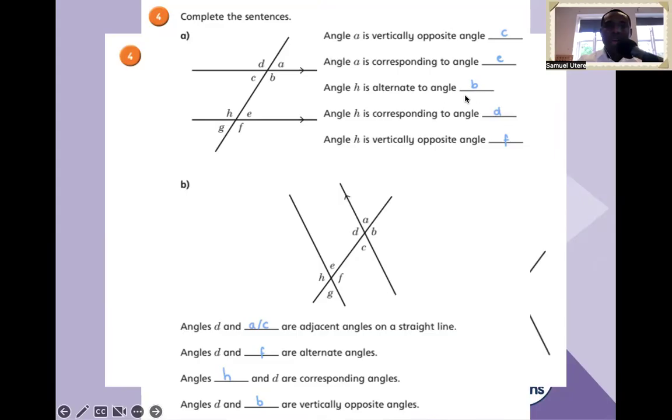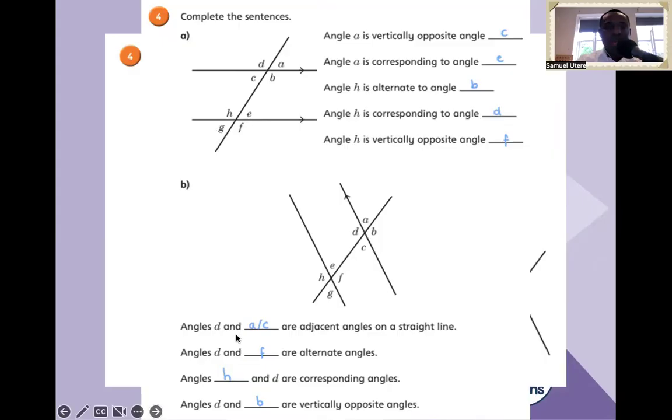Angle H is alternate to angle B, and you can sort of see the Z shape that links them. Angle H is corresponding to angle D, and you can sort of see the F shape that links them. And then angle H is vertically opposite to angle F. You can see how they are vertically opposite. And you can also see it with G and E as well.